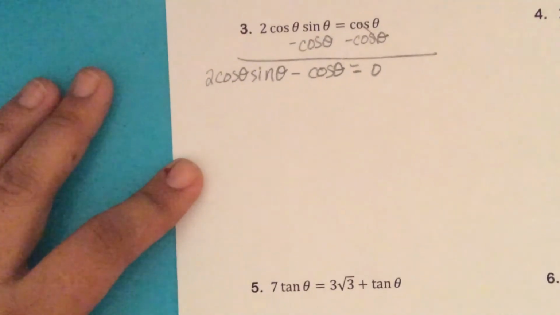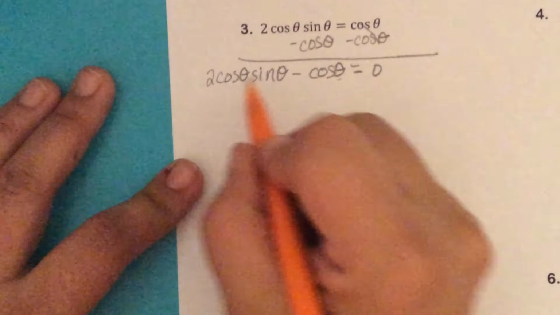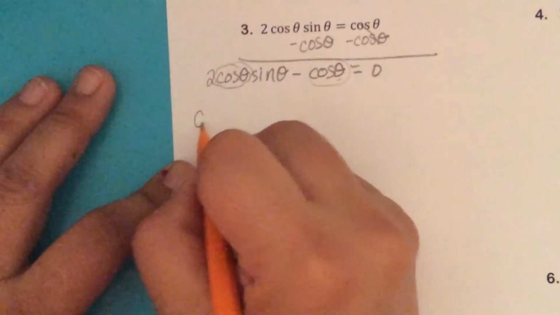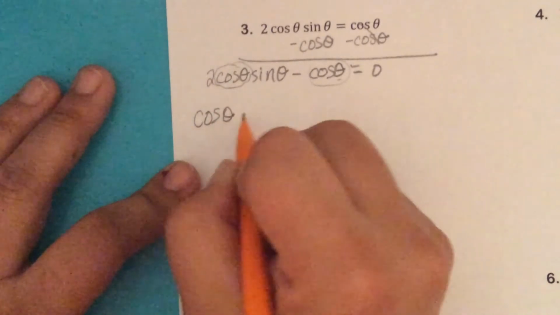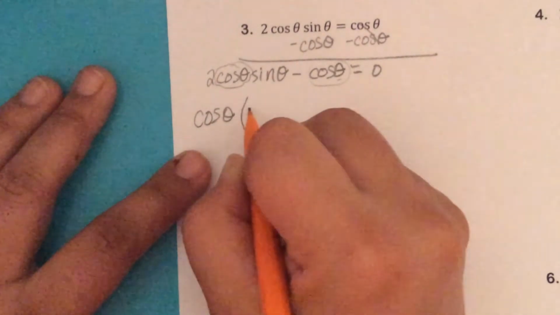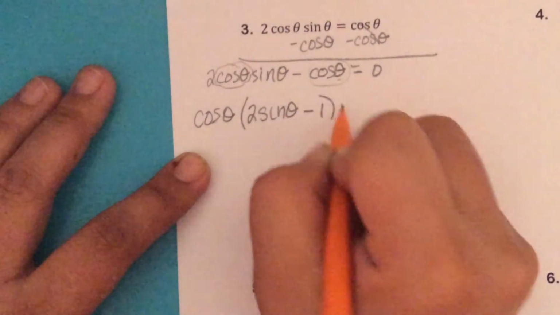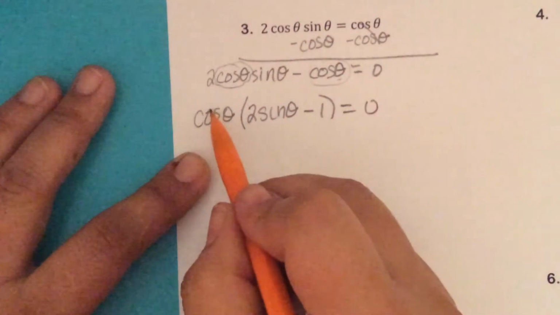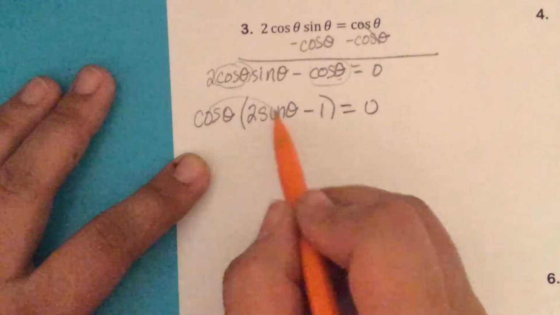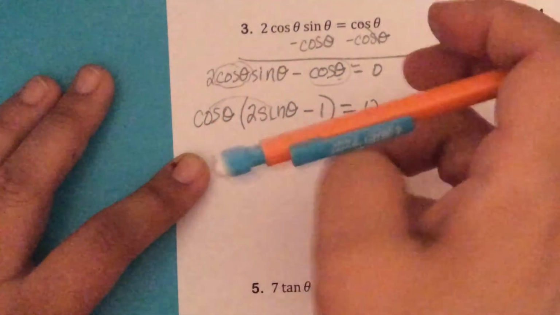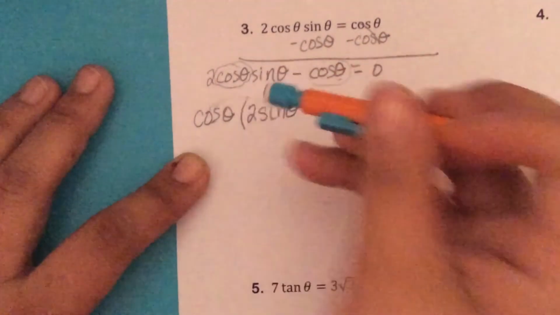So notice that both of these two have a cosine. See how this has a cosine and this has a cosine? You're going to factor it out or use backward distributive property. So that's going to be the 2 sine theta minus 1 is equal to 0. If I were to distribute this, if I multiply this with this, I get this. If I multiply this with this, I get this. Okay, so move that there.